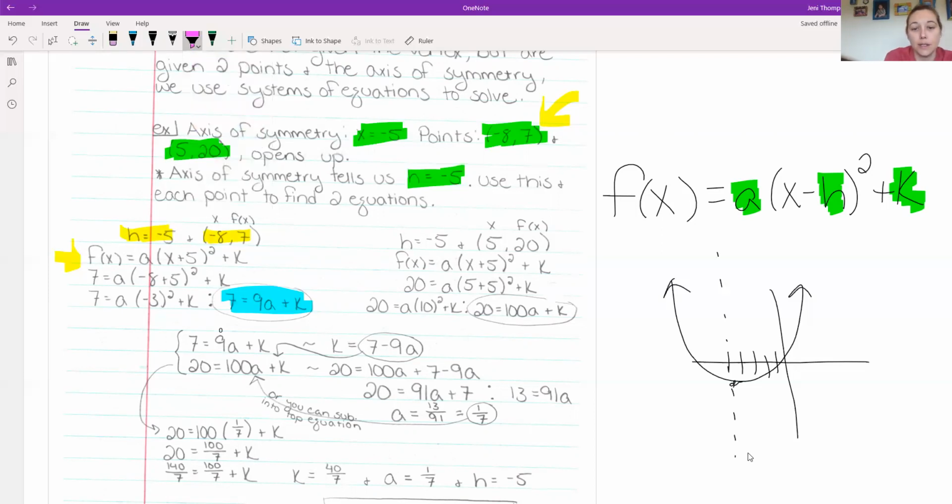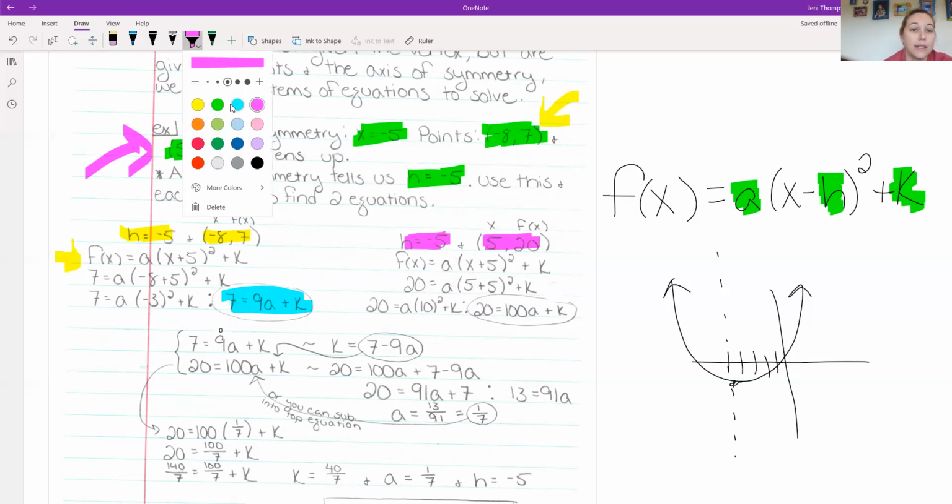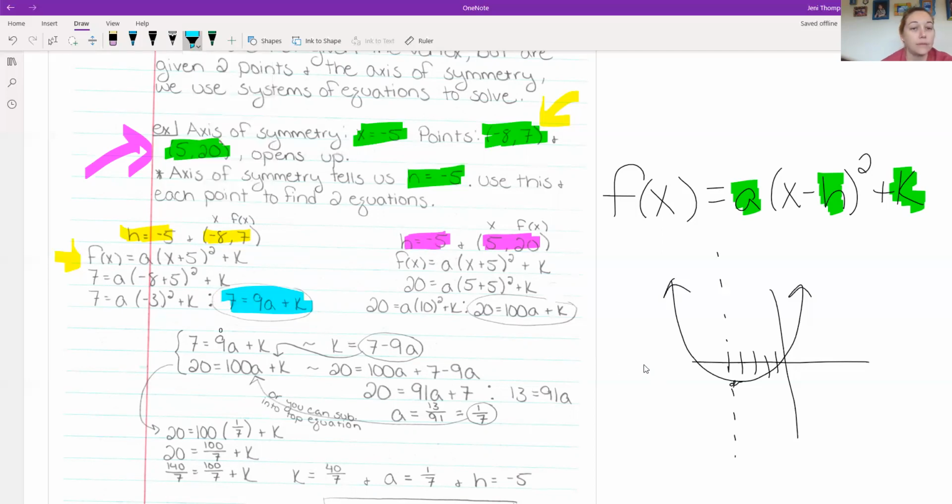So still h is -5, but now we're using the other point to get our second equation. And we follow the same process, right? Here's x, so that goes in right here. Here's f of x, that goes in right here. Our h is -5, so that goes in right here. So when we reduce that equation, 5 plus 5 is 10, 10 squared is 100. Here we've got our second equation.